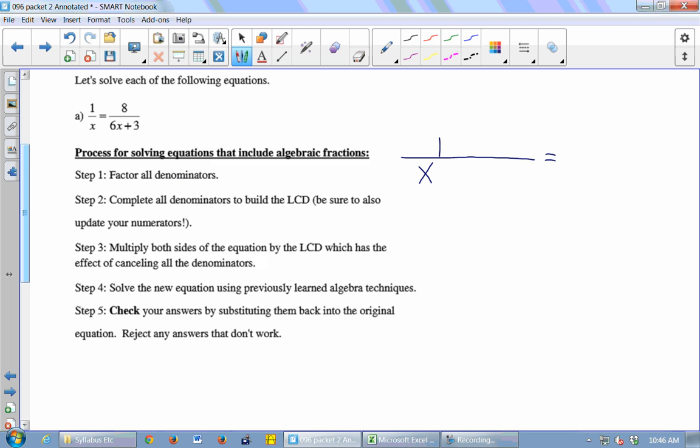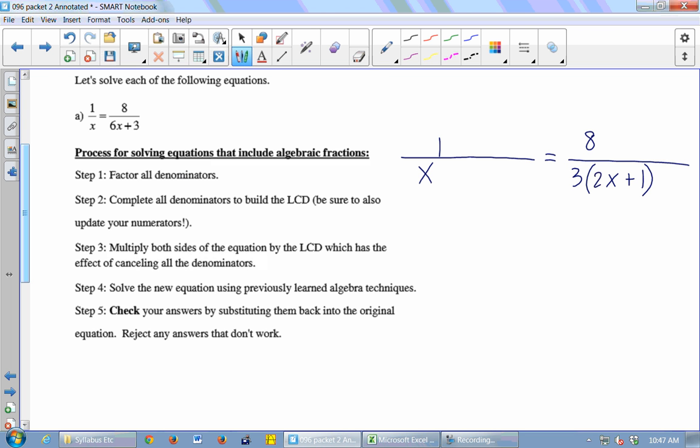And then I have 8 over, can I factor 6x plus 3? Yes, what is the GCF of 6x and 3? 3. So I'm going to have 3 times x plus 2. Oh, sorry. Oh my goodness, what am I doing? That was completely wrong. Okay, 3 times 2x plus 1. Better.